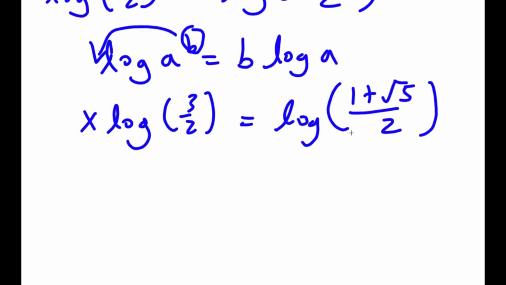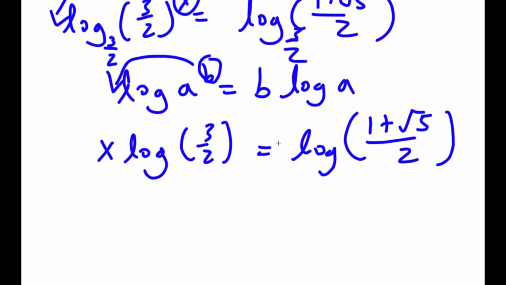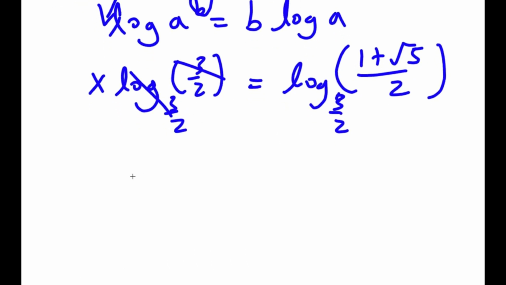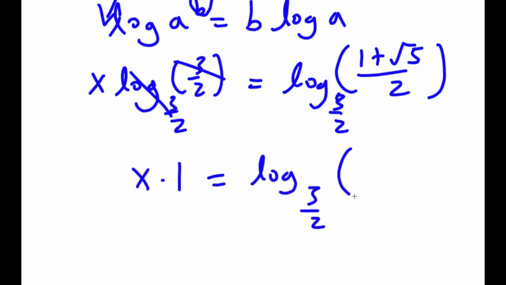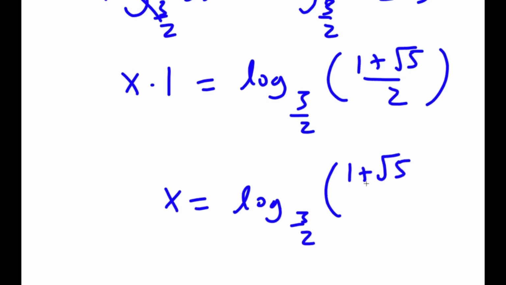Now, when I said log on both sides, this was to the base of 3/2. So if I have x times log base 3/2 of 3/2, these two will simply cancel out, and this is also base 3/2. And I will have x times 1 is equal to log base 3/2 of (1 + √5)/2. So now this means that x is equal to log base 3/2 of (1 + √5)/2.